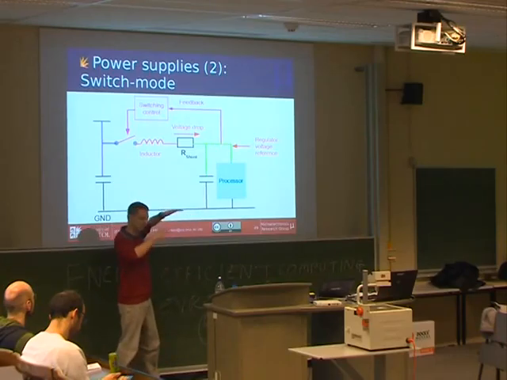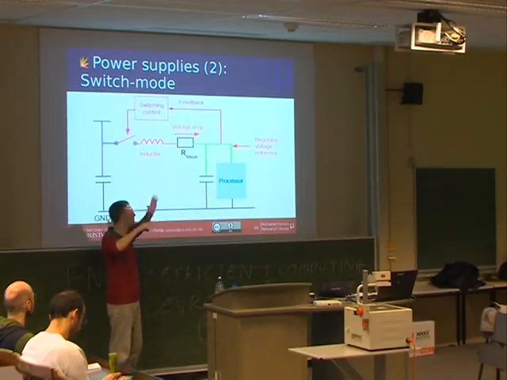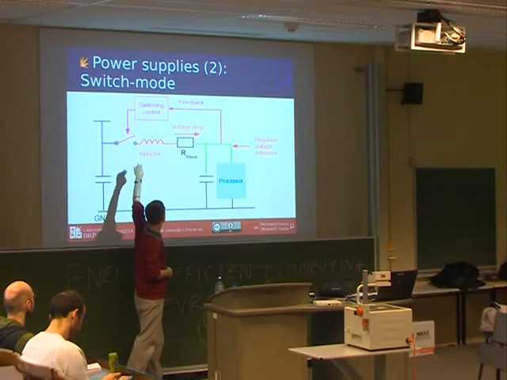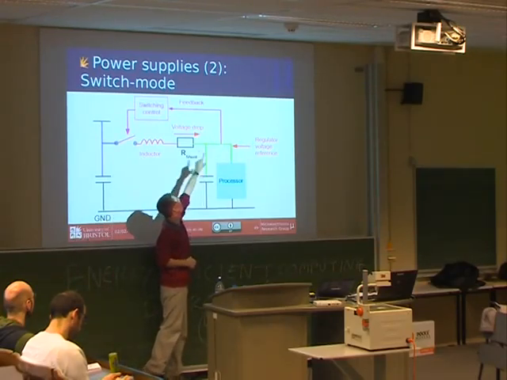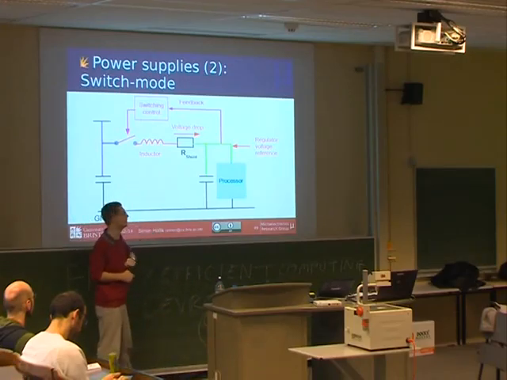It looks at the output and says, do I need to connect the power supply again? If the voltage is too low, it connects the power supply; if the voltage is too high, it stops. And so this thing goes up and down 100,000 times a second. And there's a measurement point where feedback comes in to decide whether to close the switch.